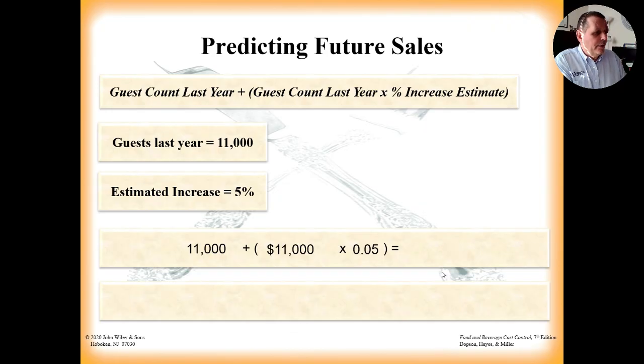What's going in parentheses? 11,000 times 0.05. All right. So 11,000 times 0.05. I'm not going to bust out the calculator, but that's 550. That's an increase. But to get the total projected guest count, it is, and that shouldn't be a dollar sign in there, I apologize, 11,550 people this year. Where last year we had 11,000, this year we're going to have 11,550.